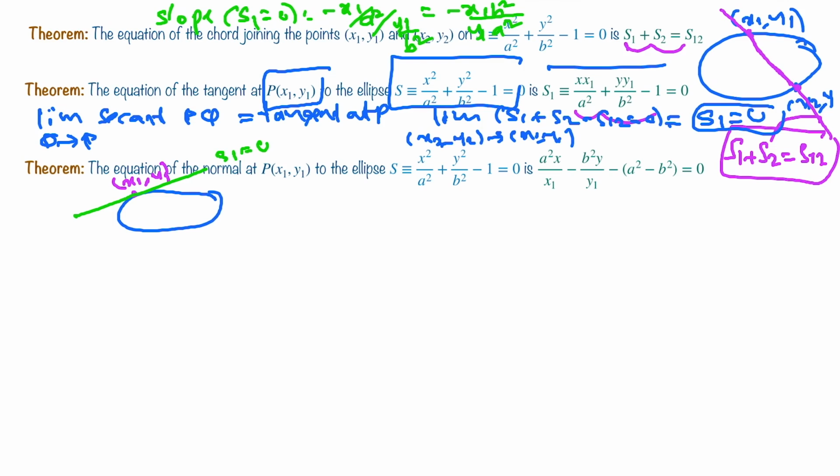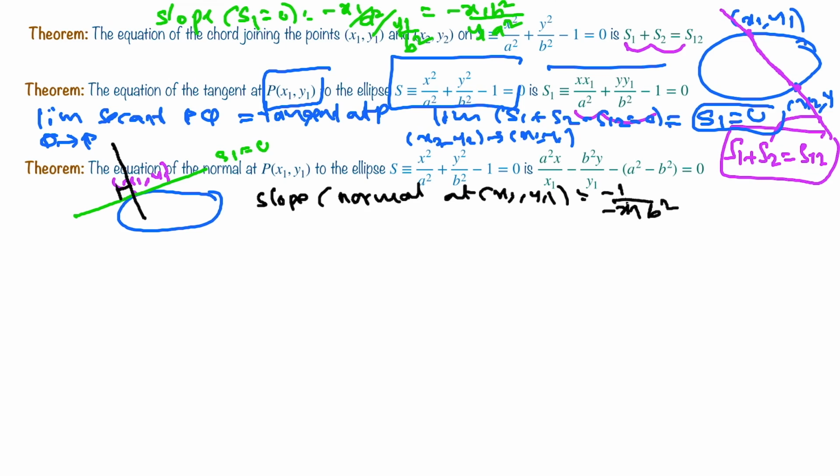Okay. What is the normal at x1, y1? It is the line passing through x1, y1 perpendicular to this tangent at x1, y1. So the slope of the normal at x1, y1 should be what? Minus 1 by the slope of the tangent at x1, y1, which we already got as minus x1 b square by y1 a square. That will be equal to y1 a square by x1 b square.